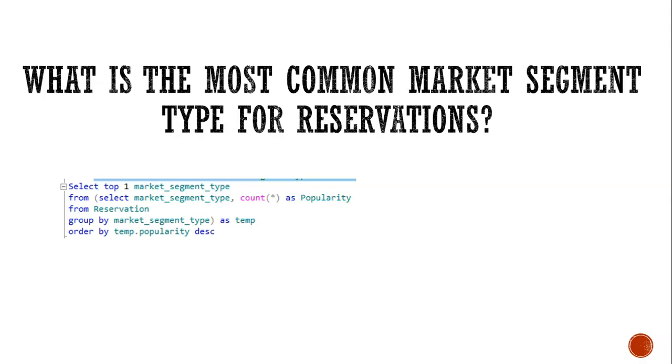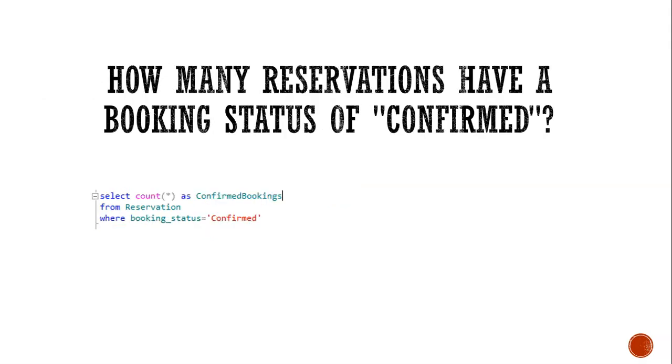Then, what is the most common market segment type for reservation? This is quite similar to the logic I used before for finding the most popular room type. Over here what I used was select top one market segment type from a sub table where I counted the popularity of each market segment type, and then this was the result.